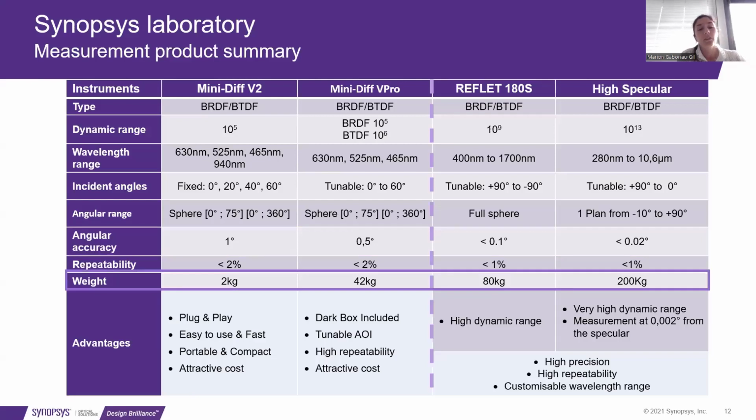A big difference is in the facility to use. You just have to see the way to understand. For MiniDiff V Pro and MiniDiff V2, these devices can be sold, whereas for the high specular bench, we only propose measurement services in our lab. For reflect, it can be both, it can be sold, but we also propose measurement services in our lab.